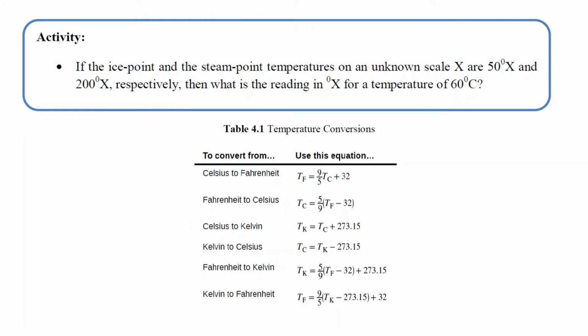Okay, we have seen the activity. Now the next one is regarding the conversion of Celsius to Fahrenheit scale and Fahrenheit to Celsius scale. As you can see here, it's possible to change Celsius into Fahrenheit, and the formula is simple: 9/5 times the value given in degree Celsius plus 32, and you can find the temperature in degree Fahrenheit.